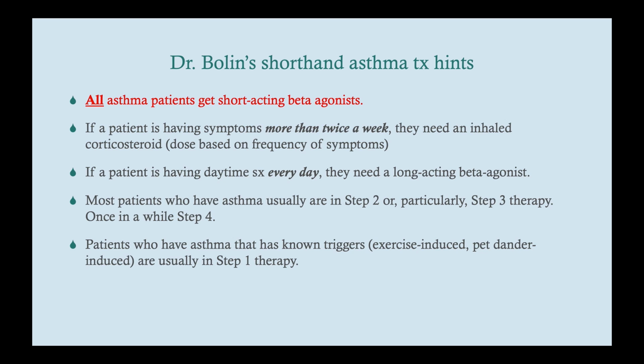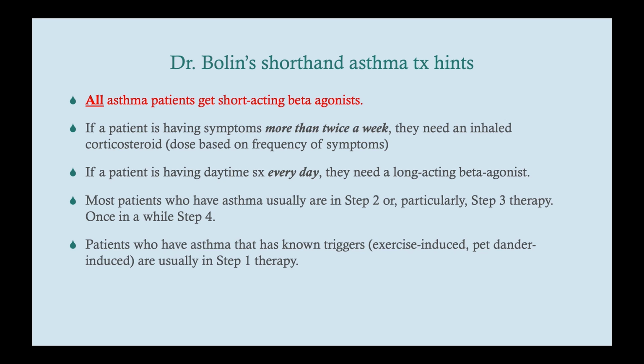If a patient is having daytime symptoms every day, then they need a long-acting beta agonist, and I would also say if they're waking up with symptoms, you should probably consider giving them a long-acting beta agonist as well. Most patients who have asthma are usually in step 2 or step 3, occasionally step 4. Step 5 and 6 are pretty rare.